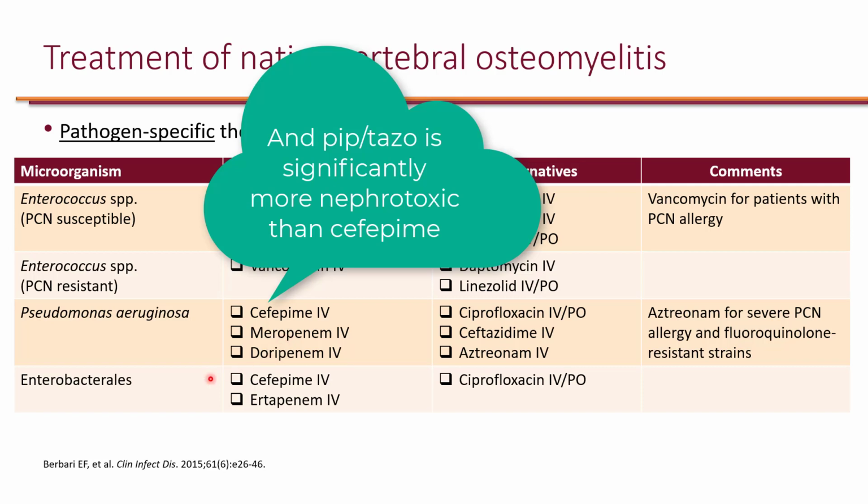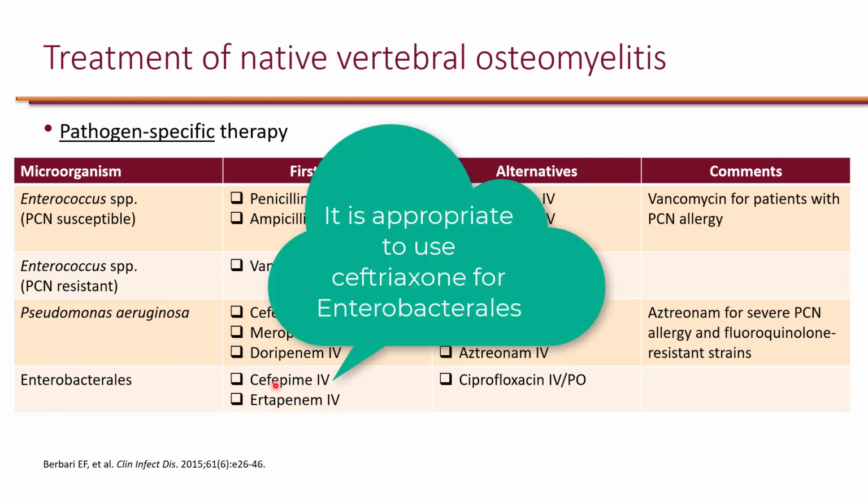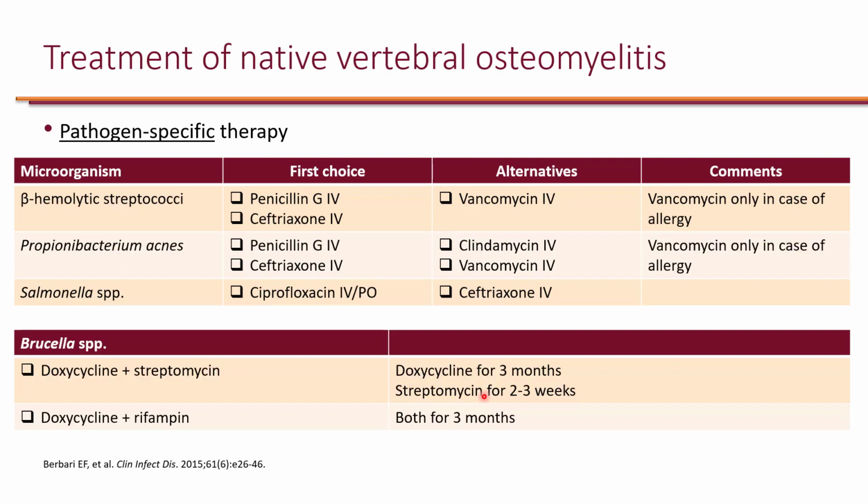Now, for Enterobacterales, cefepime or ertapenem have extensively been studied, and they are the drug of choice. Even though cefepime is very broad spectrum, because of extensive data for its efficacy it is listed here. And alternatively, we have ciprofloxacin. For beta hemolytic streptococci, we have penicillin and ceftriaxone as first choice, and vancomycin will be an alternative. And you can see the first choice for some of the other causative pathogens.